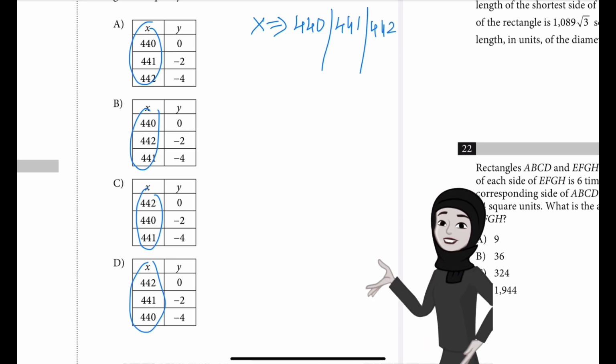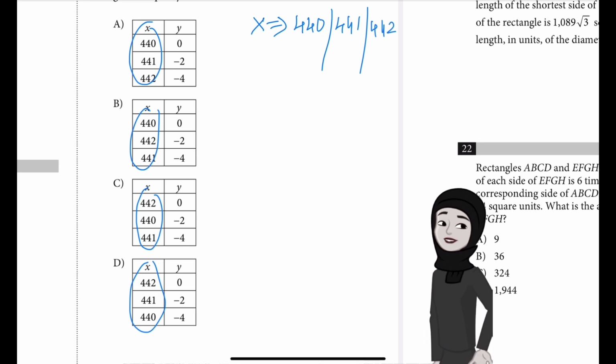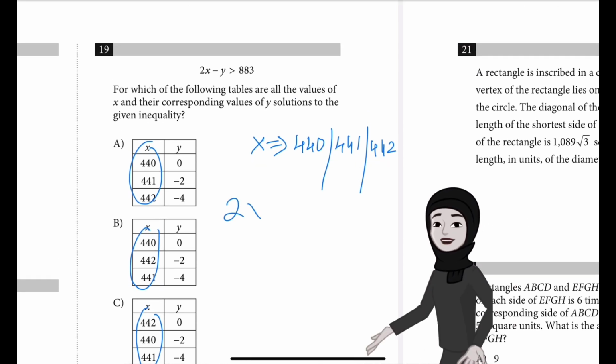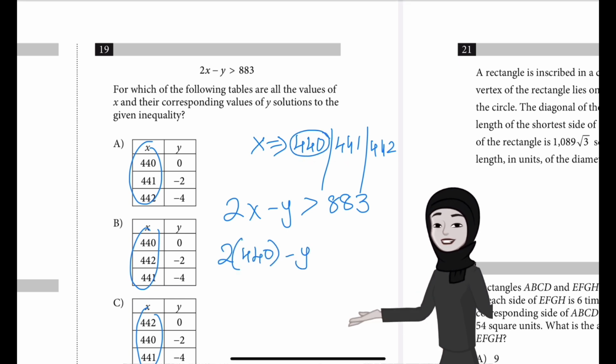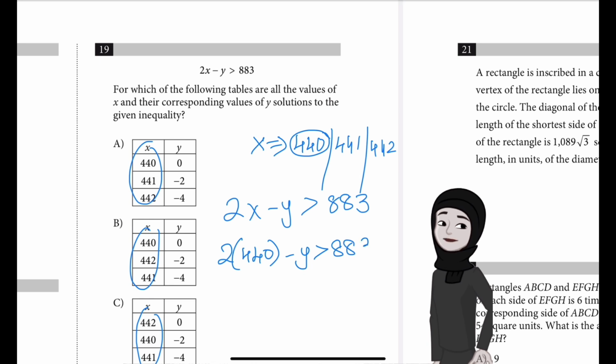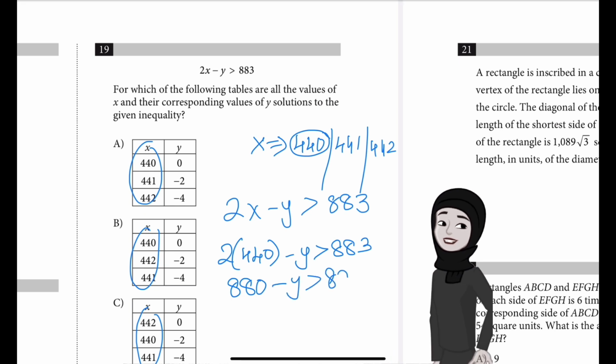So each of the three values of x can be substituted in the given inequality to compare the corresponding values of y in each of the tables. So let us take the expression 2x minus y greater than 883. Let us substitute the first value of x, 440. 2 times 440 minus y is greater than 883, and 2 times 440 is 880, minus y is greater than 883.